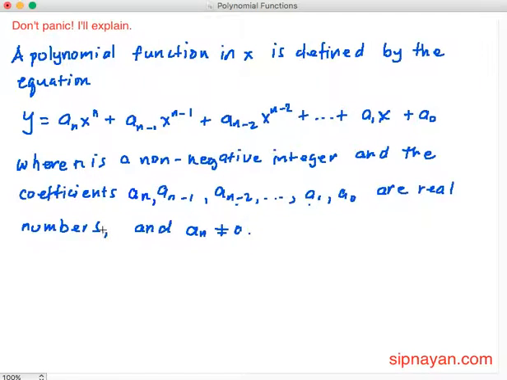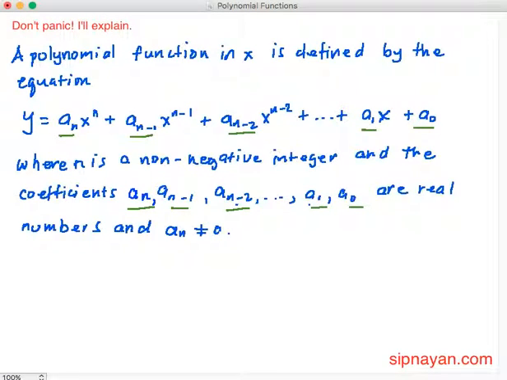Now, ano ba ibig sabihin niyang mga symbols na yan? Well, kung titignan ninyo yung a sub n, tsaka yung subscript niya, for example, yung a sub n minus 1, a sub n minus 2, a sub 1, a sub 0, these are just real numbers. Mga numbers lang naman yung mga yan. So, 5, for example, 7, negative 3. So, these are just numbers.